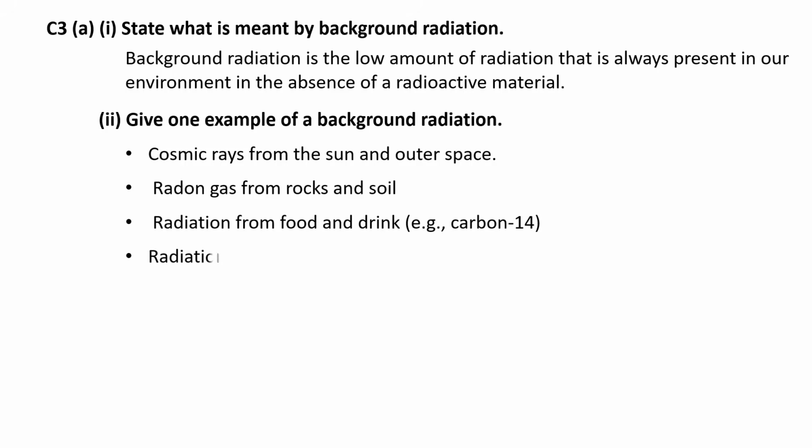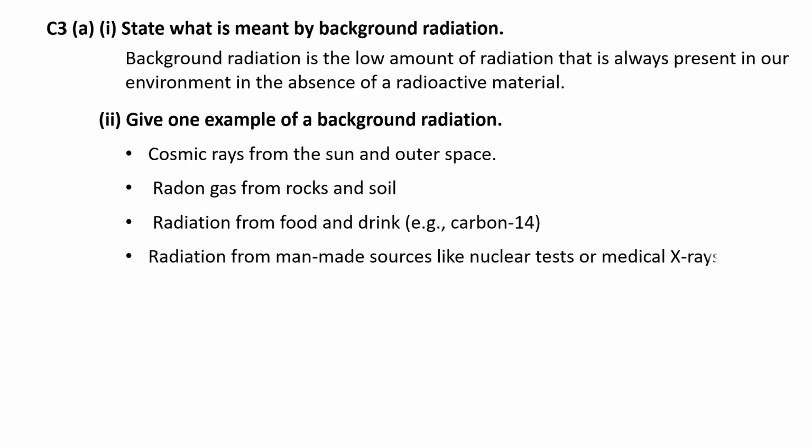All right. Another one is radiation from man-made sources like nuclear tests that are done especially in advanced countries, like in Iran. So far there have been bombings there to stop nuclear enrichment, which is developed to be one of the ingredients that is used to create atomic bombs. And also medical rays. These are some of the examples of background radiation in case a question comes and asks you to give examples of background radiation.